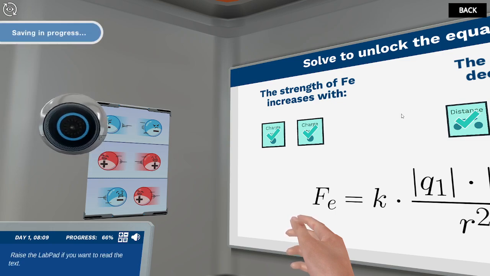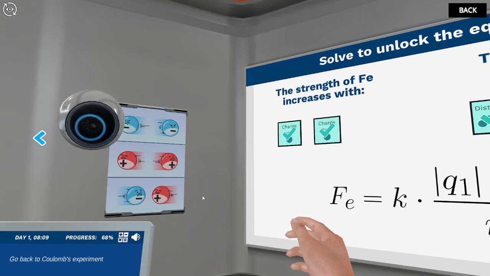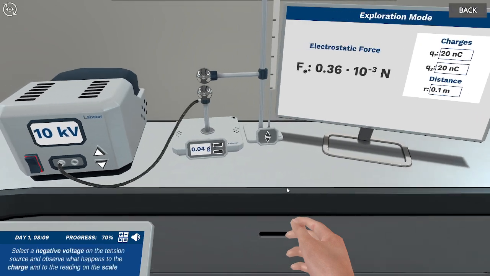Now that we know how to calculate the magnitude of the electrostatic force, it is time to talk about its direction. To do this, let's go back to the experiment on Coulomb's law. Go back to Coulomb's experiment. Select a negative voltage on the tension source and observe what happens to the charge and to the reading on the scale.